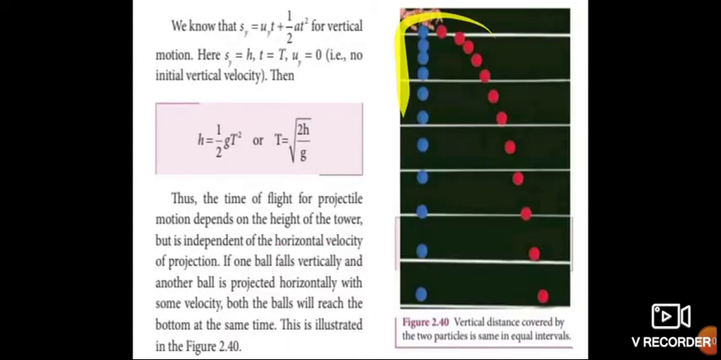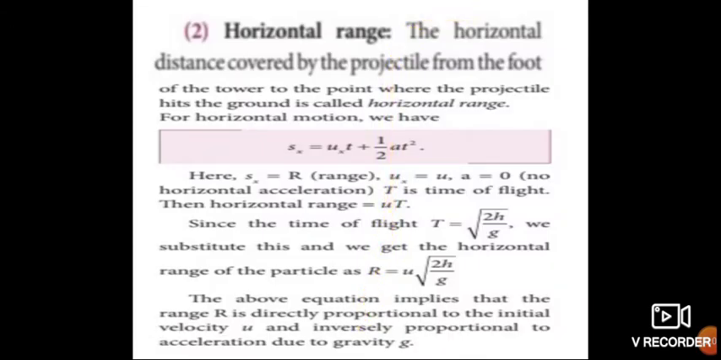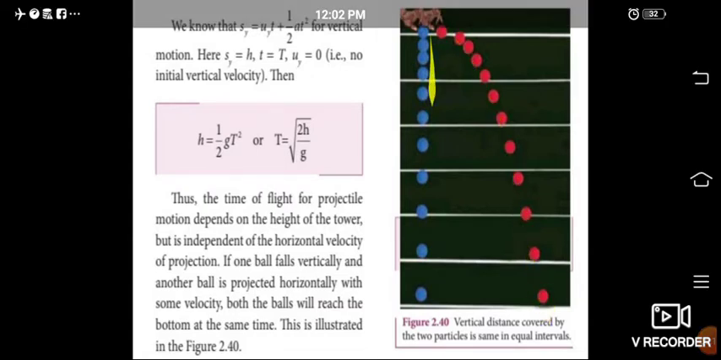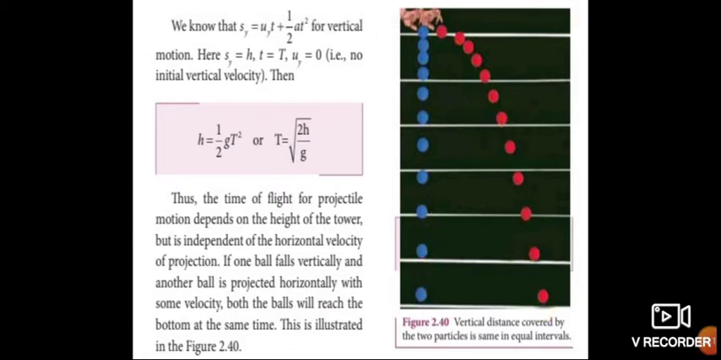So here the time of flight is independent of the horizontal velocity of projection. If a ball falls vertically and another ball is projected horizontally with the same velocity, both the balls will reach the bottom at the same time. This is illustrated in figure 2.40. Here we are taking these two balls. Both balls are dropped from a certain height. One ball moves with horizontal velocity and the other has no horizontal velocity, yet both reach the ground at the same time.